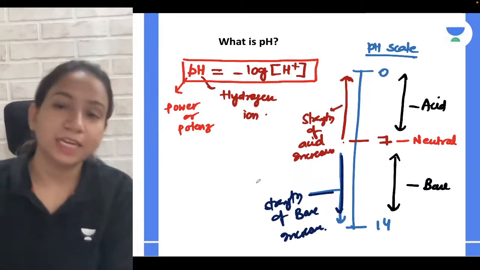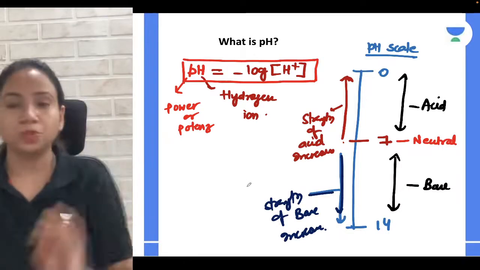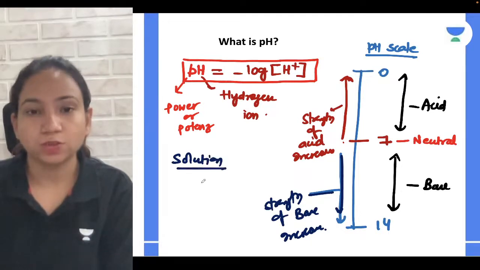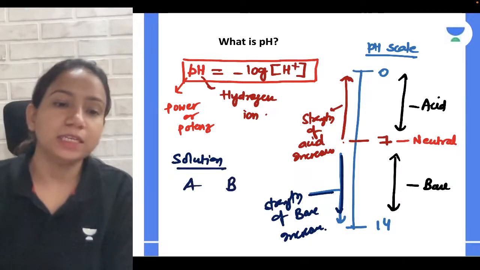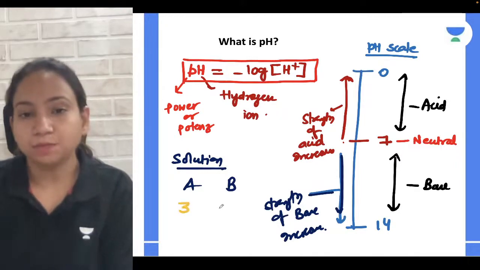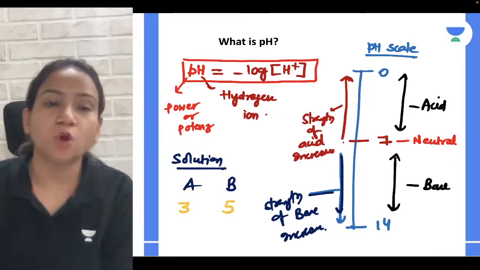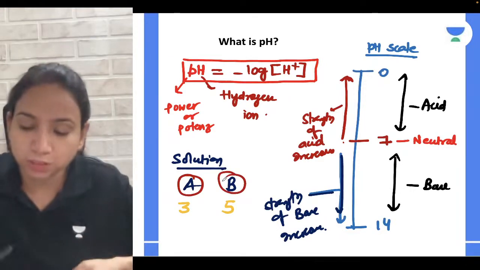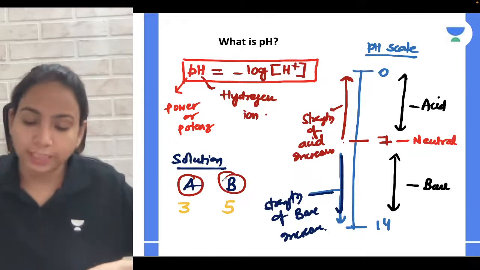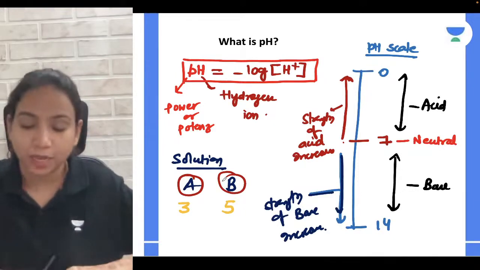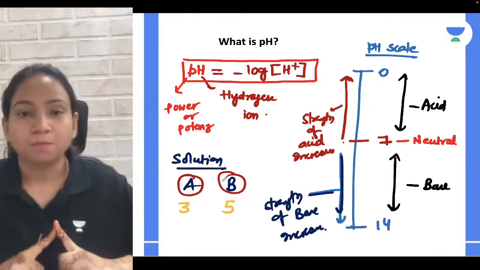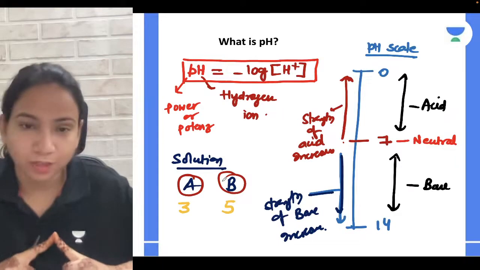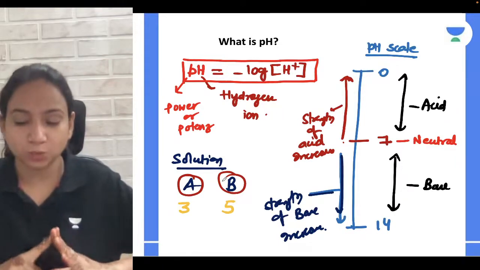Okay, now if I relate, very simple thing: if they have given you two solutions, A and B, with pH 3 and pH 5, which one will be the strong acid? Everyone tell me. Abhishek, Parivartan, Vartika. Which one is a strong acid, the one with pH 3 or 5? The one which has pH 3. It means solution A is going to be a strong acid.